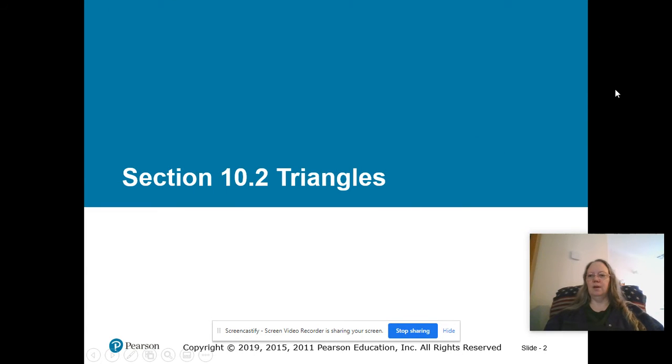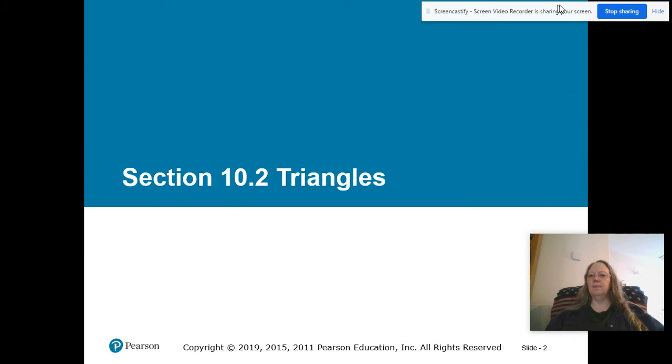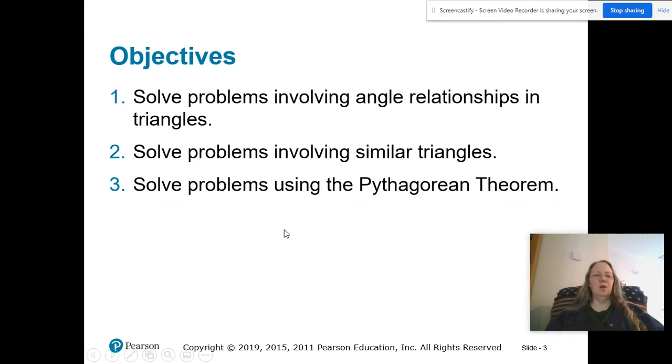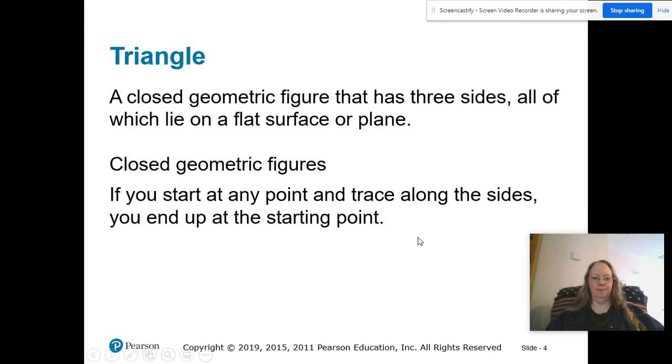All right. Section 10.2, we are going to be talking about triangles. Problems involving angle relationships in triangles, similar triangles, Pythagorean theorem. All right. Triangle, the definition of triangle has three sides, and they all lie on a flat surface or a plane. It is a closed geometric figure.